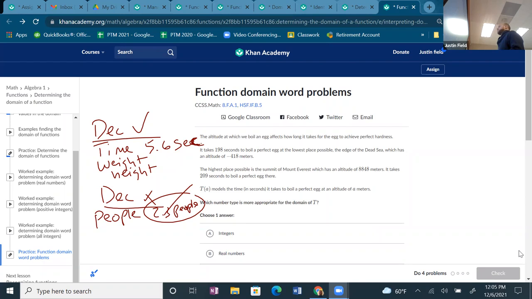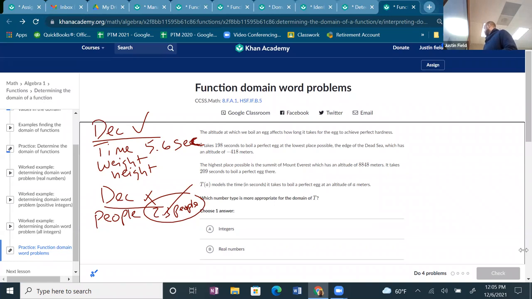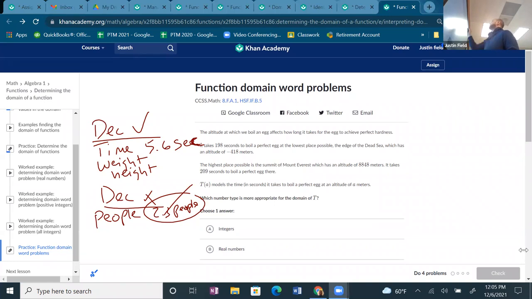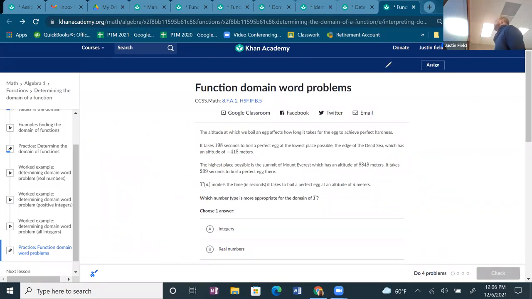So let's see. So people can't have 2.3 people. Also, not as controversial, but you can't have cars, books. You know what? There's a lot of books. There's a lot of things that can't be decimals, right? Well, maybe you can have read 2.7 books. Not done with one. But anyway, let's see. So which is the appropriate domain for T? So what is the X value? T of A. So what does A represent?